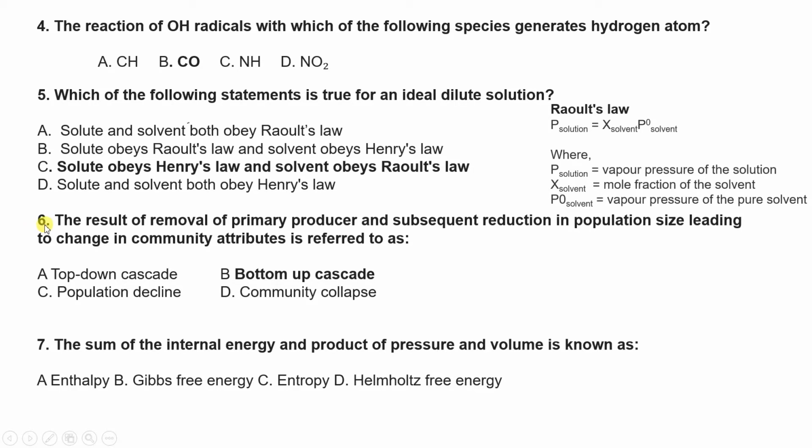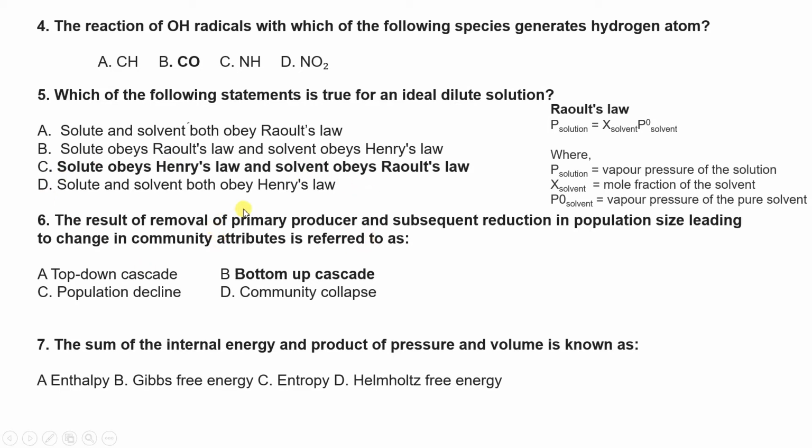Let's discuss question number 6. The result of removal of primary producer and subsequent reduction in population size leading to change in community attributes is referred to as, the answer is bottom-up cascade. Due to any factor, if primary producers get reduced, like maybe due to lack of nutrients or due to lack of proper solar energy, it will affect the secondary consumer population and subsequently the tertiary consumer population.